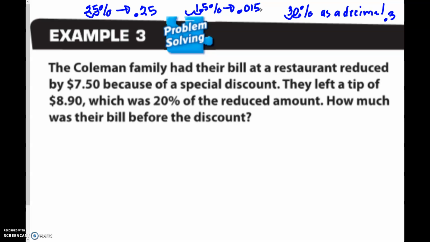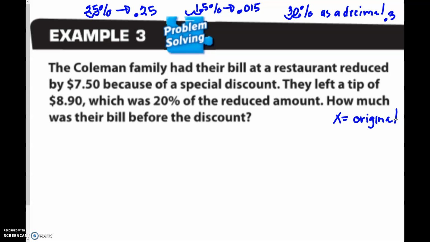All right, with that being said, let's read this problem. The Coleman family had their bill at a restaurant reduced by $7.50 because of a special discount. They left a tip of $8.90, which was 20% of the reduced amount. How much was their bill before the discount? So I'm going to have X stand for the original cost, okay? Original cost, so before it was reduced.